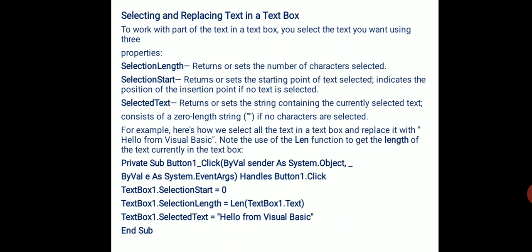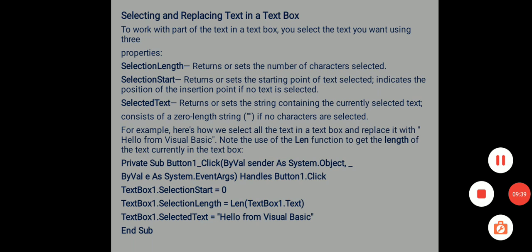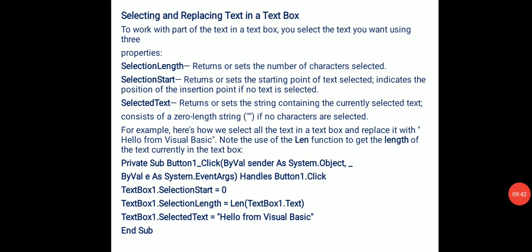So now, selecting and replacing text in a text box. To work with part of the text in the text box, you select the text you want using 3 properties: selection length, selection start, selected text. See, the selection length returns or sets the number of characters selected.